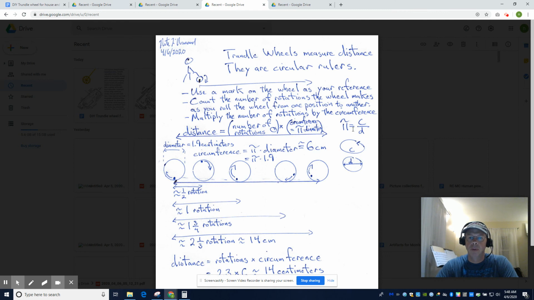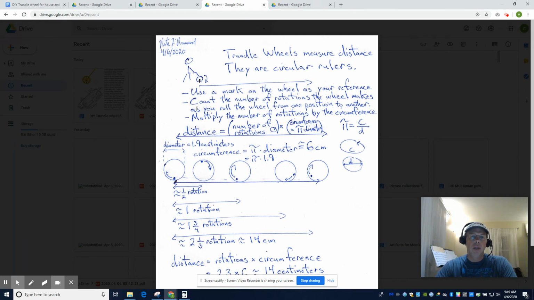Let me back up just a little bit. Pi is probably the most famous ratio in mathematics. It's the circle's circumference, that is its perimeter, divided by its diameter. So if you know the circle's diameter, you just multiply by pi to get its circumference. And for the penny, the diameter is 1.9 centimeters. Multiplied by pi, the circumference is roughly 6 centimeters.